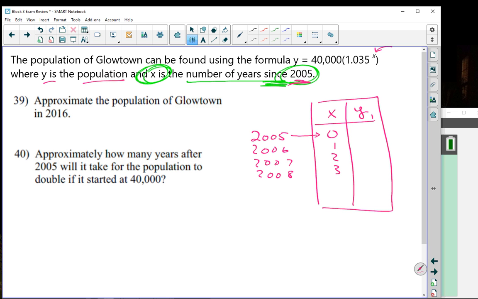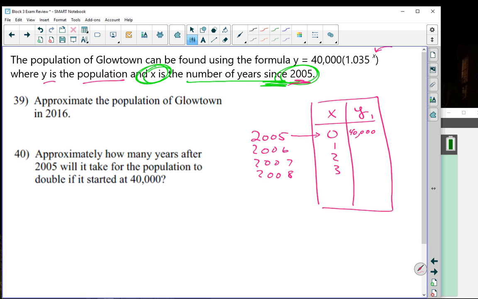Okay, so when I input this in my calculator, that's what you're going to be looking for. Is everybody clear? If 2005, what would 0 be? What was my starting population? 40,000. So my Y would be 40,000. You see what I'm getting at?